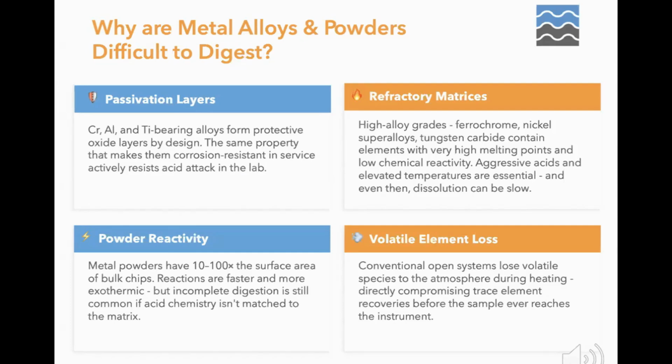Often you're dealing with powders as well. Metal powders have substantially larger surface area. They can react very quickly. Exothermic reactions can be frequent, and even though they react very quickly, that doesn't always mean you're getting a complete digestion if the acid chemistry isn't matched to that matrix. And then, of course, there are the volatiles. We are an open air system. Despite that fact, ColdBlock sample digestion can still provide excellent results on volatile elements. We do not lose those elements. They are reported alongside everything else. And we'll get into that in a second.